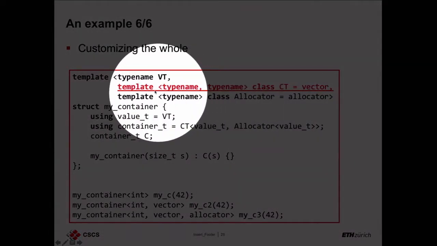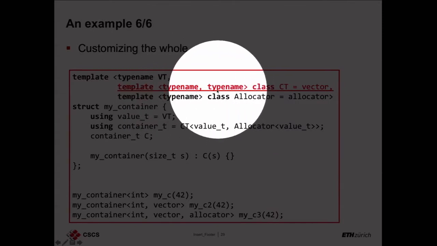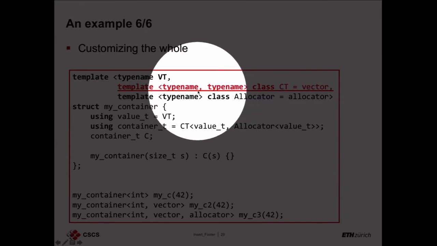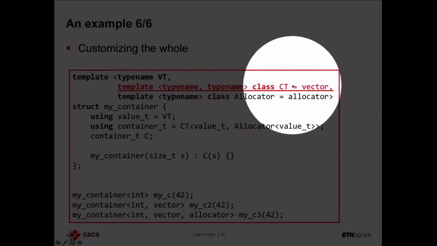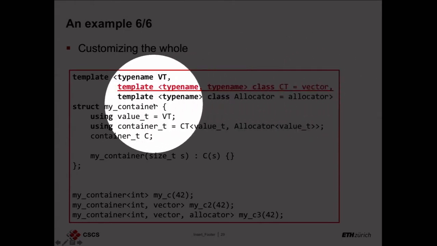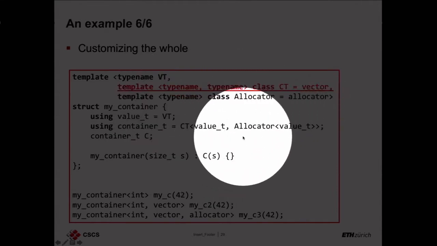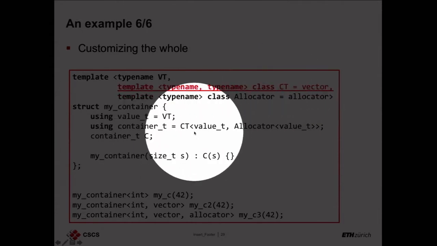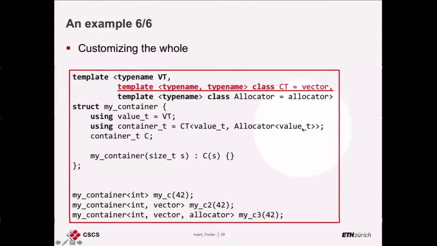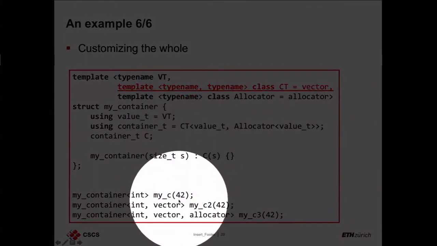You say, this is the template. I want a template with two template arguments, which is the vector as the value type and the allocator type. It's called, and by default, is vector. And this one is the allocator, which takes the value type. And then I simply allocate my CT container type of value t and allocator value t. So now my C42 allocates an integer vector with the standard allocator.